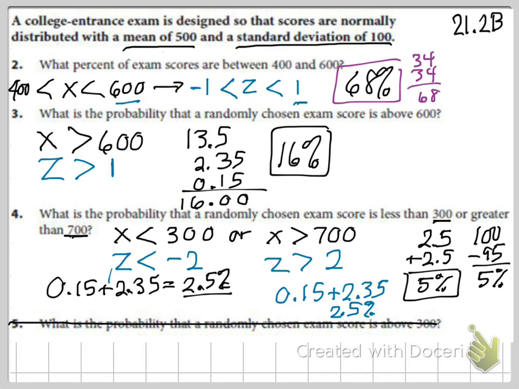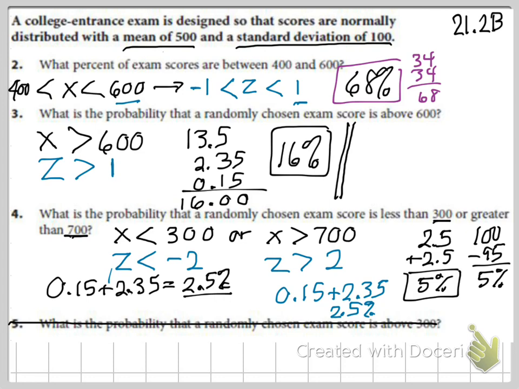Unfortunately, when I assigned this assignment, I asked you to do these problems both ways. Once with the curve, which is what we just practiced here, and once more using the table. So let's go back to number 3 again. Number 3, using the curve, 16%. Using the table, it's going to be close, but it's not going to be exactly the same.